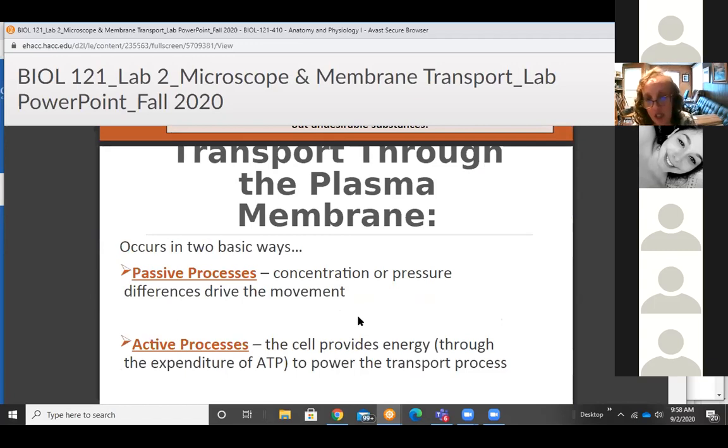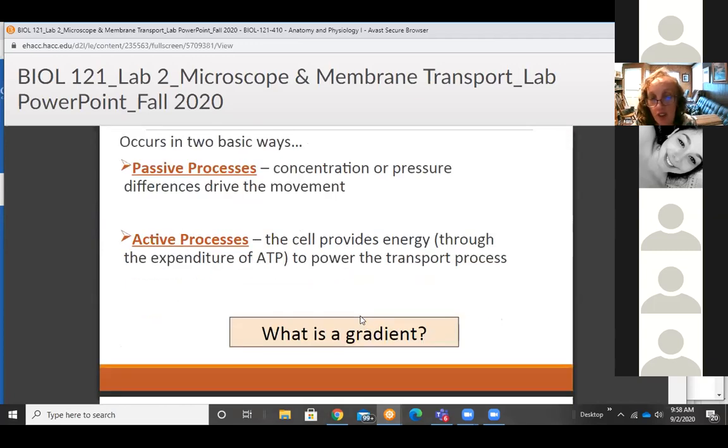So passive meaning moving down the gradient. The differences, the gradients, drive the movement. Active meaning you're providing some form of energy to power the transport process, and it's against the gradient.